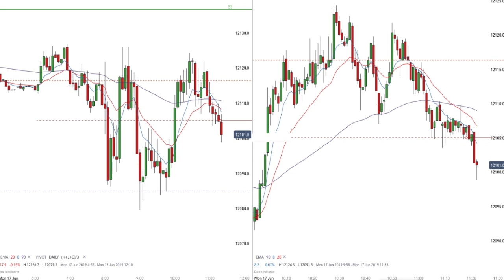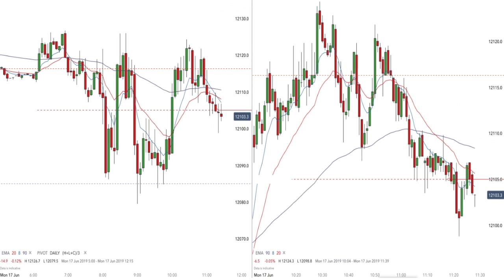So you have to make sure your reward to risk ratio is correct, and there's, I would say at this stage, a 50% chance of it actually getting down to this level here. It may stall at the 12,100 level, but a 50% chance is good enough when you've got nearly a 2-to-1 reward to risk ratio.